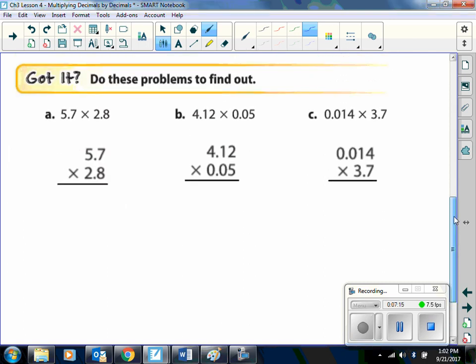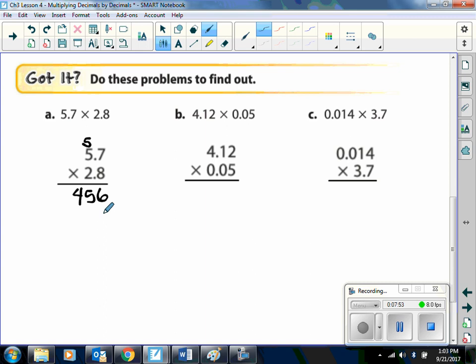All right. So for example A, we have 5.7 times 2.8. 5 and 7 tenths times 2 and 8 tenths. So when we do this, we are going to, once again, multiply like normal. How many numbers are we going to have behind the decimal in the answer? 2. Very good, 2, because we have 2 numbers behind the decimal in the problem. So multiply like normal. 7 times 8 is 56. Carry the 5. 8 times 5 is 40. Plus 5 is 45. Good.